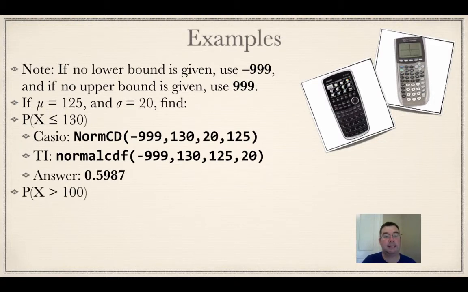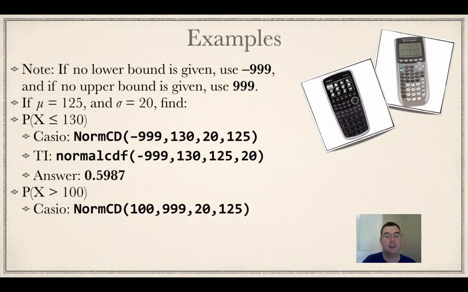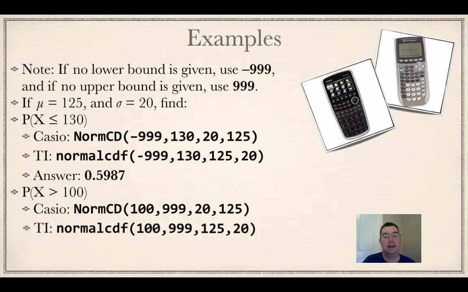And if I wanted the probability that something is greater than 100, then we'll go from 100 to 999. Use sigma as 20, use mu as 125. Same thing for a TI. Switch the last two digits, but use 100 as the lower bound and 999 as the upper bound. Either way, I get 0.8944 as my answer.